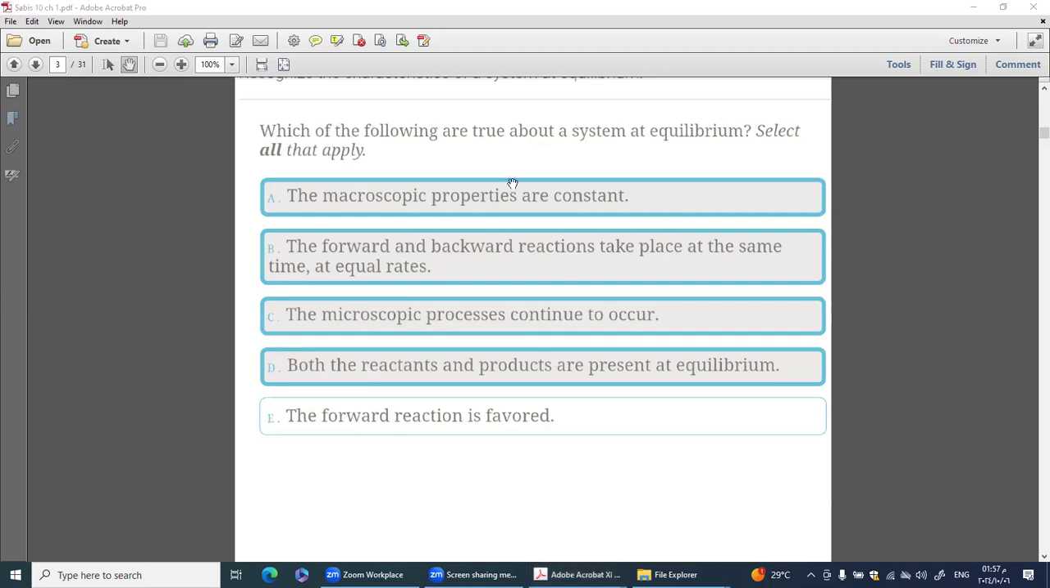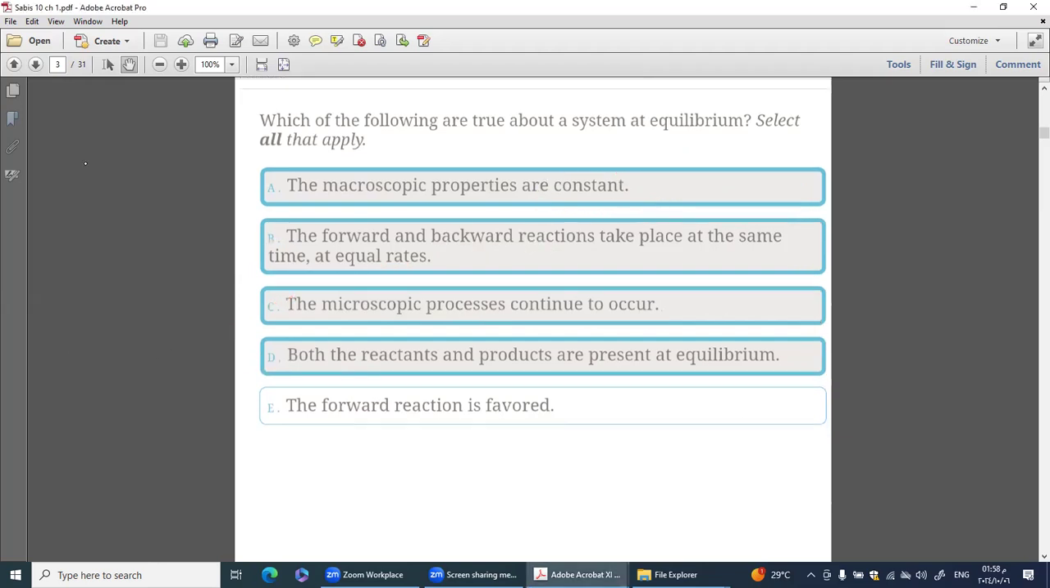Okay. So we said that at equilibrium, the rate of forward reaction equals the rate of backward reaction, and the concentration of reactant and product doesn't change, it will be constant. So both reactant and products are present at equilibrium. Microscopic processes continue to occur. So these are properties of equilibrium: properties constant, forward and backward reactions at equal rates, microscopic processes continue to occur, both reactants and products are present at equilibrium.